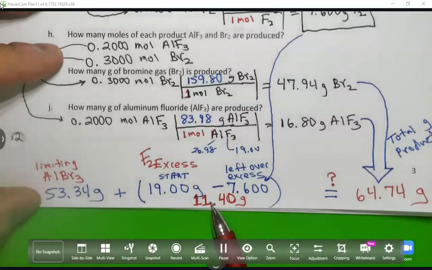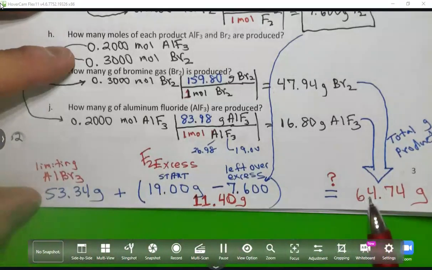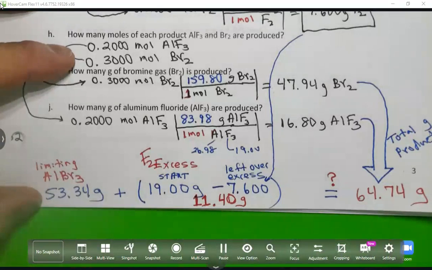53.34 plus 11.40 is 64.74. Absolutely perfectly spot on.